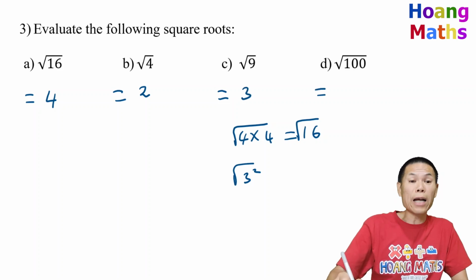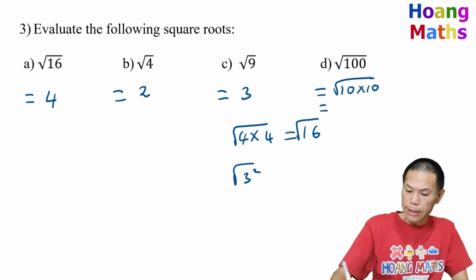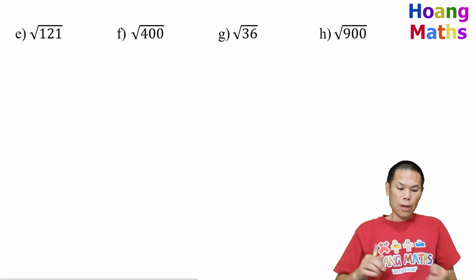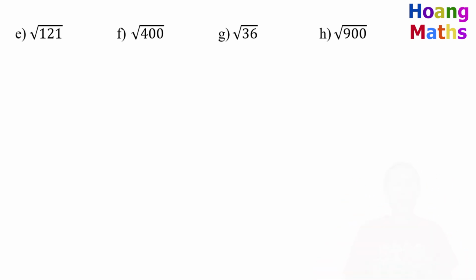Now square root of 100 equals 10 times 10, because 100 is 10 squared. So the square root of 100 will give me 10. So there you go. Please stop the video and try this one yourself.